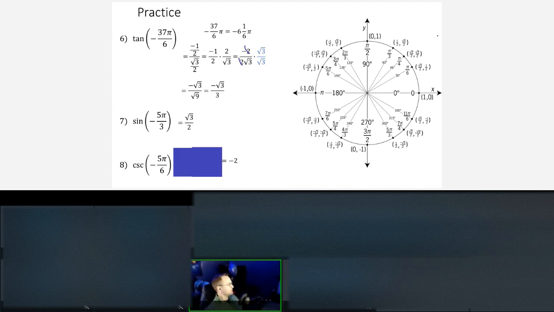All right. So cosecant is 1 divided by sine. Or in other words, 1 divided by the y value. So we should find the coordinate and we should write 1 divided by the y value.